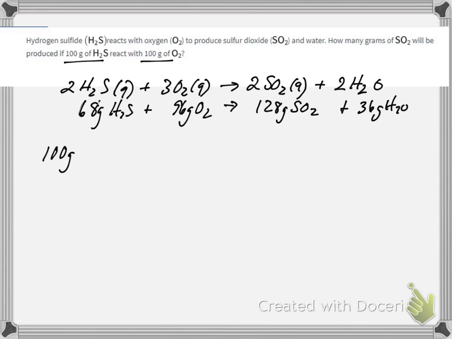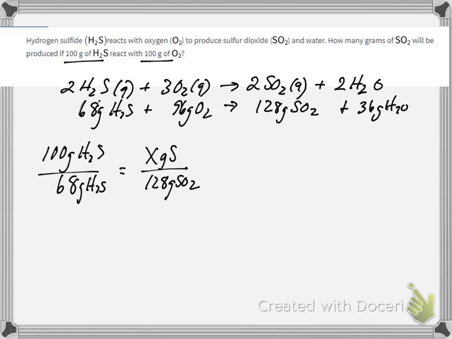Okay. All right, so the first thing we say is that 68 grams of H2S will make 128 grams of SO2. We don't have 68 grams, we have 100 grams of H2S. How many grams do we make? All right, so we solve for X here, and it's 188 grams of SO2.